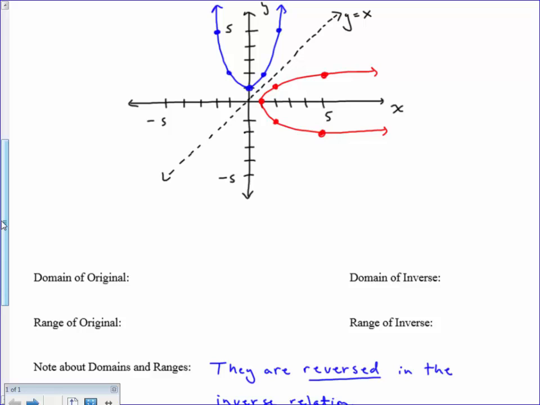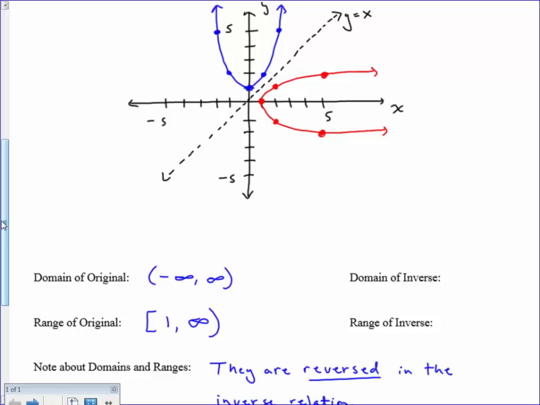Okay, we have then been asked below to find the domain of the original. So look at the blue graph. The domain of that would be negative infinity to infinity because it goes infinitely in both directions in the x direction. The range of the original. So the range are y values. We notice that our smallest y value is 1. It is included, so it would be 1, and then it goes infinitely up, so it would be 1 to infinity.